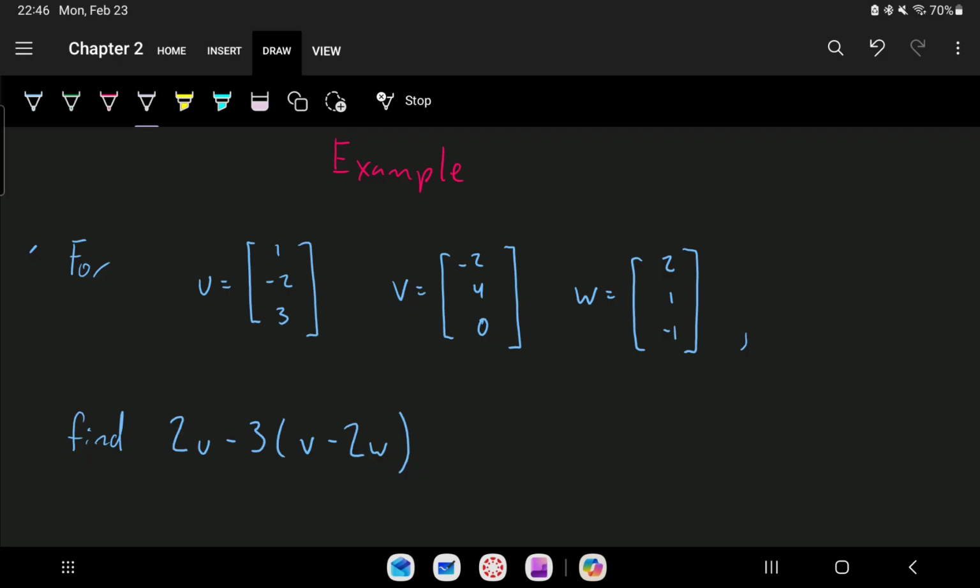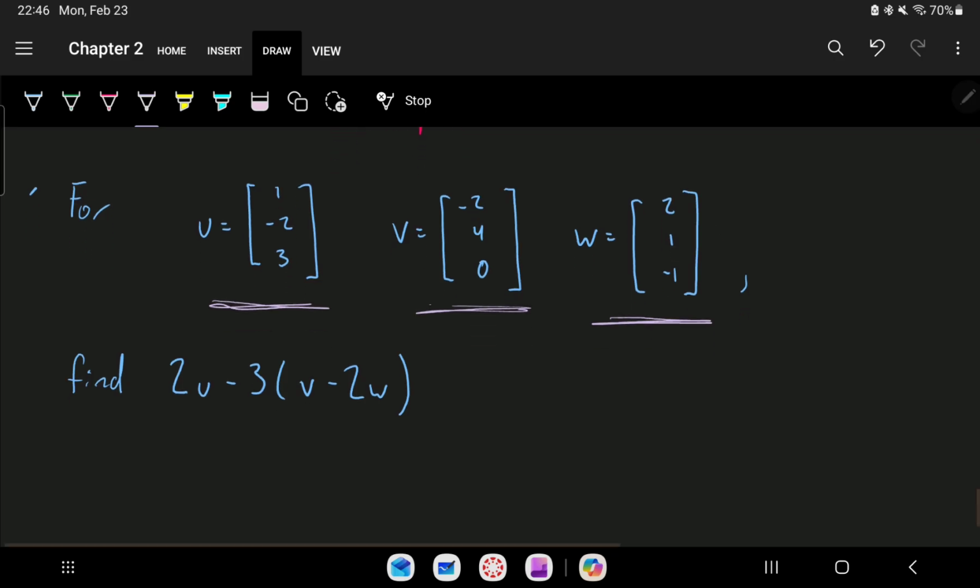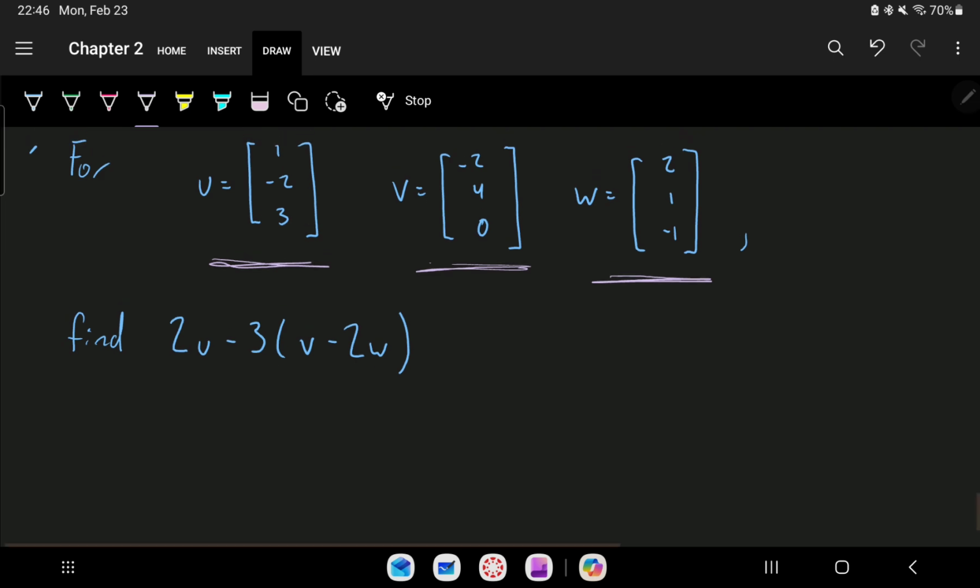But for now, we're just going to do an example covering what we talked about here. So in this example, we have three different vectors. We have u with the components 1, -2, and 3. We have v with the components -2, 4, 0. We have w with the components 2, 1, and -1. And we are asked to put this all together to find 2u minus 3 times the quantity v minus 2w.